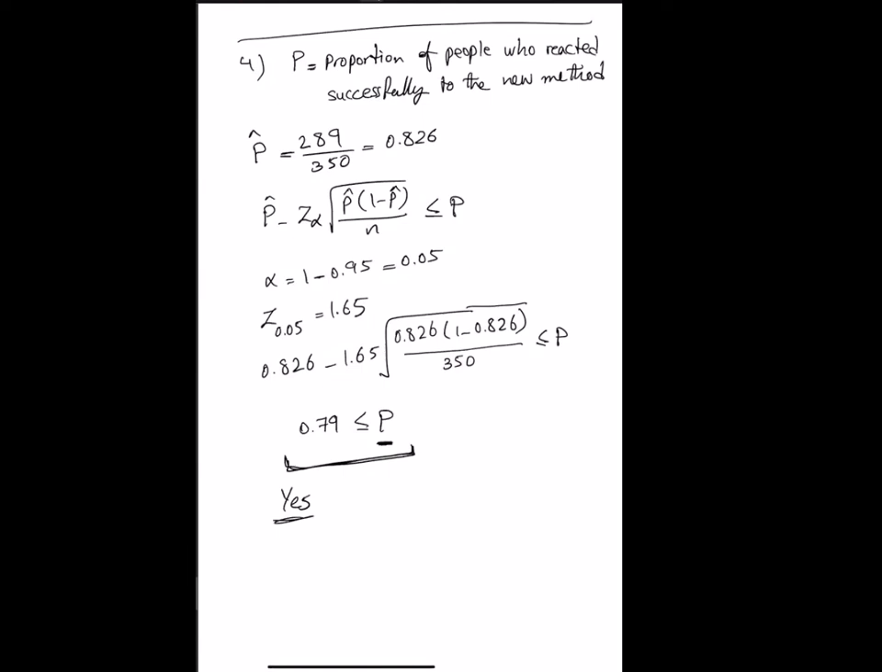Yes, with 95% confidence, if we need to claim that this new method is 85% successful, we can do that. Given the one-sided interval that we have obtained for P, we can definitely claim that this new method is 85% successful. So if we need to use that sentence in advertising or anything for this new method, that's a valid statement that we can say.